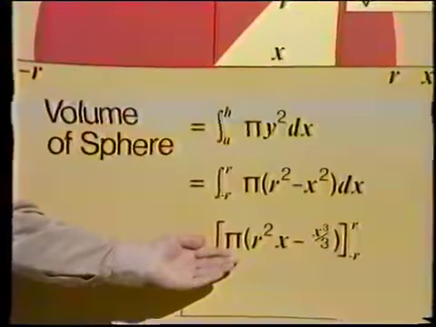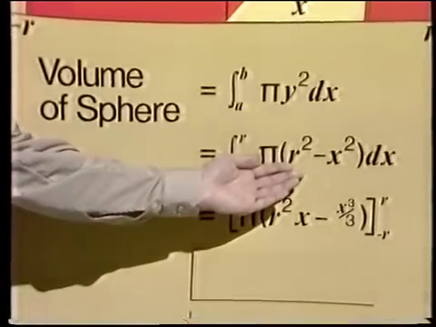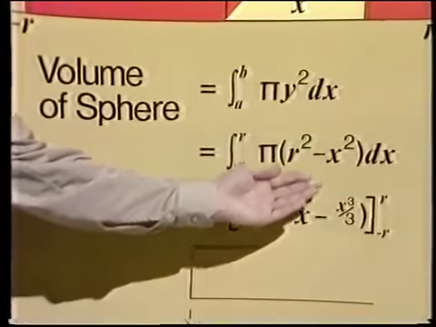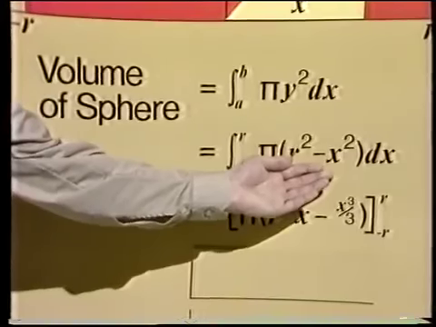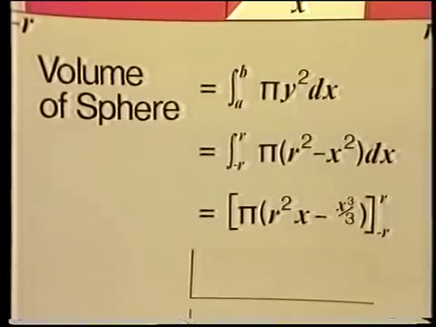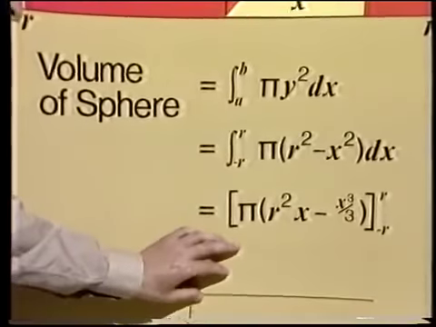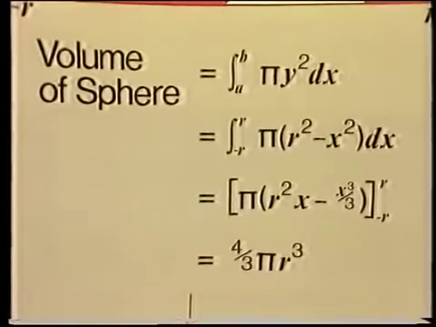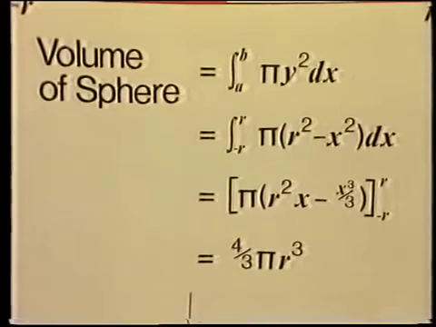Pi is a constant. A primitive of r squared is just r squared x. A primitive of minus x squared is minus x cubed over 3, and we must evaluate that from x equals minus r to r. And if I do so, I get 4/3 pi r cubed for the volume of a sphere.